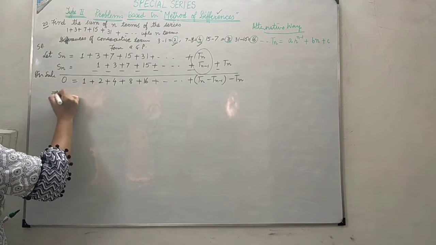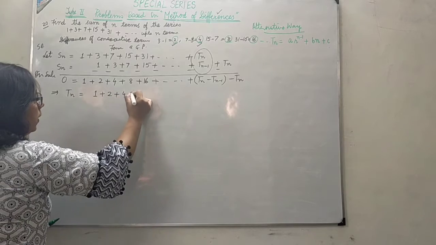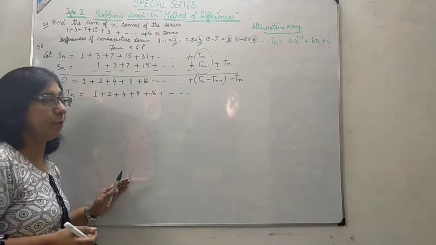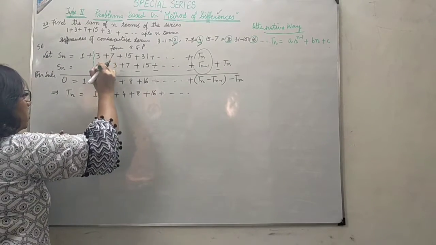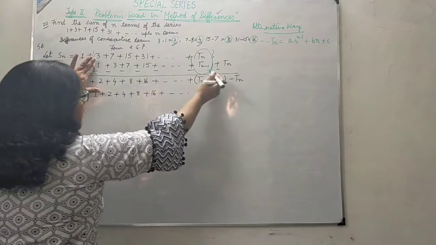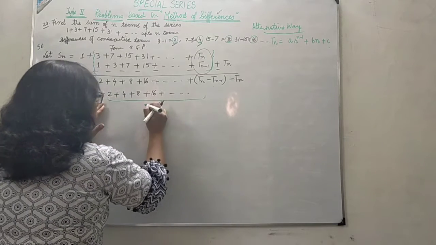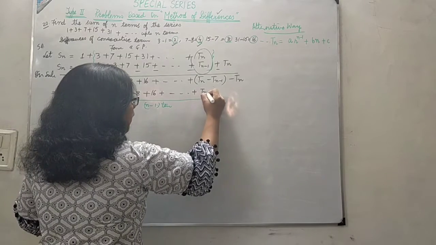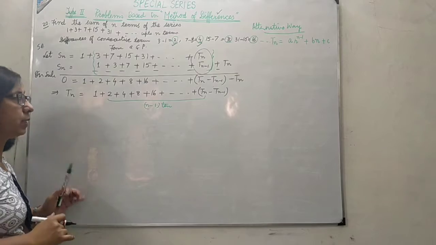Now, if I take Tn to the other side, we are getting 1 plus 2 plus 4 plus 8 plus 16, and this is your n minus 1 difference. Why? Because we have taken the differences of these, first term leaving, these n minus 1 terms here. So this is n minus 1 terms, and the last one here is Tn minus 1. This is also a difference, and these are n minus 1 terms.